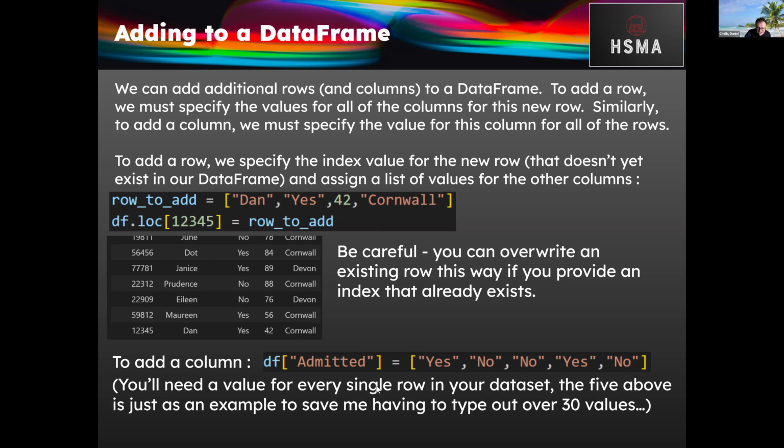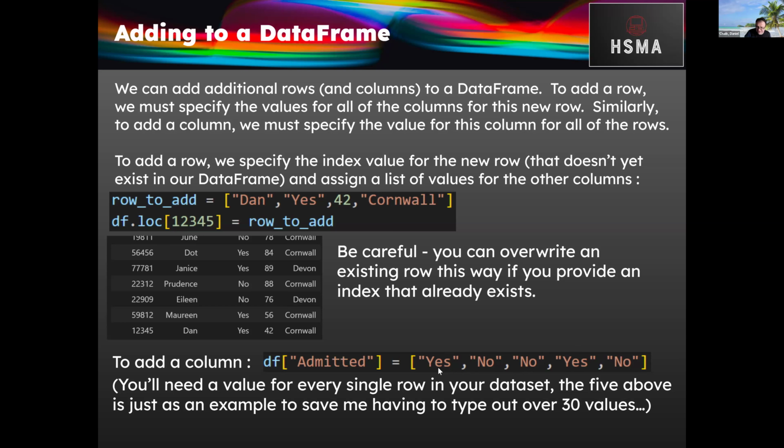To add a column, we need to do the same thing, but we've got to add in all of the values for that new column for every entry that we have. So here, if we wanted to add a new column that indicated whether they were admitted or not, then we would have to add a yes or no entry in this case for every single patient record we've got.